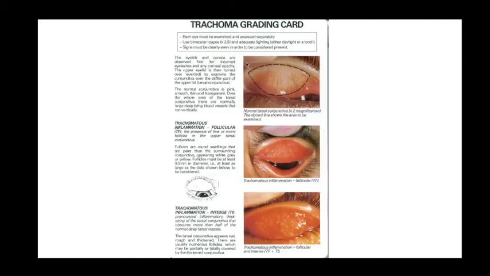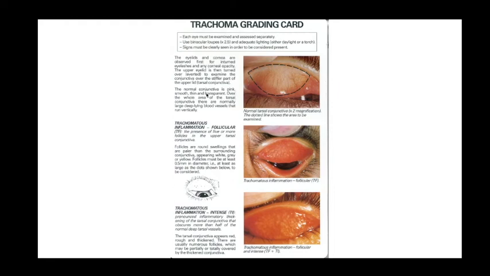Now let us see. This is taken from the WHO site. You can see the follicles, that is TF, trachomatous inflammation follicular, and you can see the intense inflammation, follicular plus TI, that is, inflammatory thickened tarsal conjunctiva obscures more than half of the normal deep tarsal vessels. So here you can see the tarsal vessels. Here the tarsal conjunctiva is thickened and it is obscuring the deep tarsal vessels.